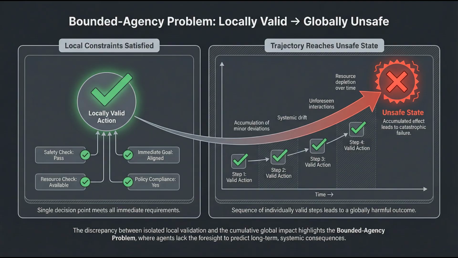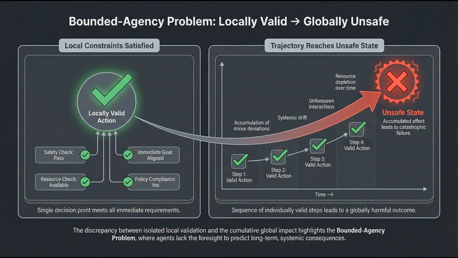At the foundation of bounded agency architecture lies a critical problem. An action can be locally valid, admissible within its immediate context, and yet globally unsafe. A single decision satisfies all local constraints, but a sequence of such decisions leads the system into unsafe territory. This is the bounded agency problem. We need governance structures that prevent not just individual bad actions, but trajectories that accumulate into failure. That is what the mesh layer architecture is designed to address.